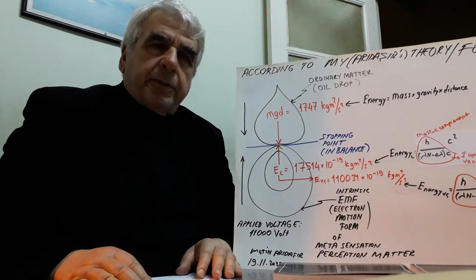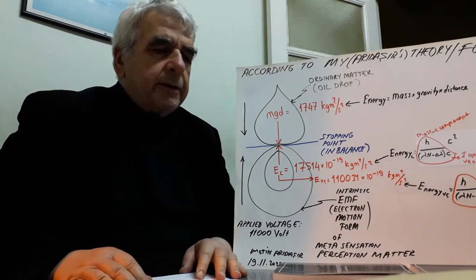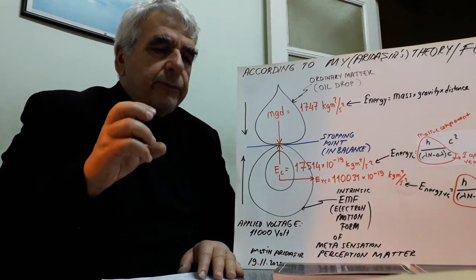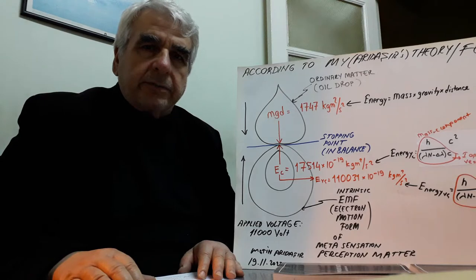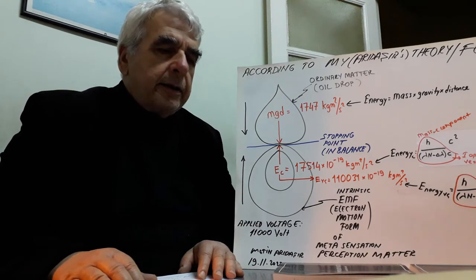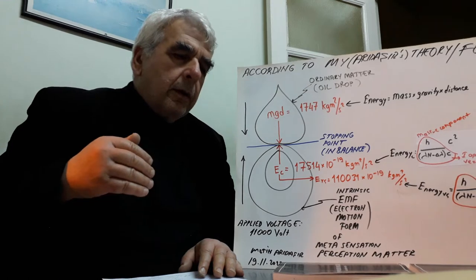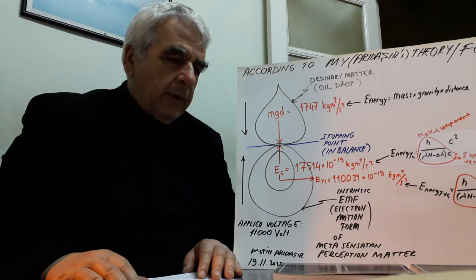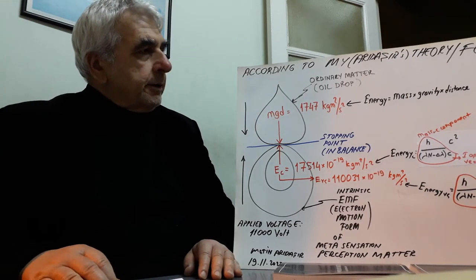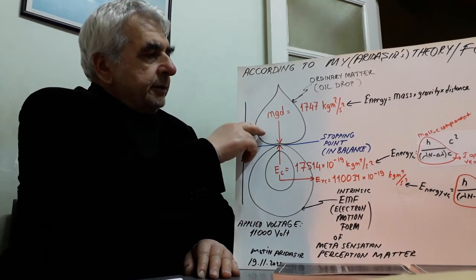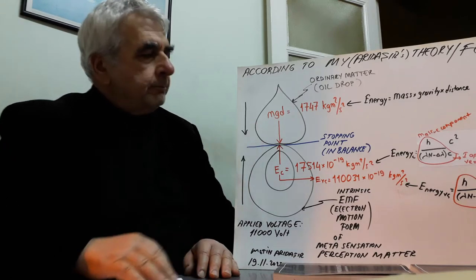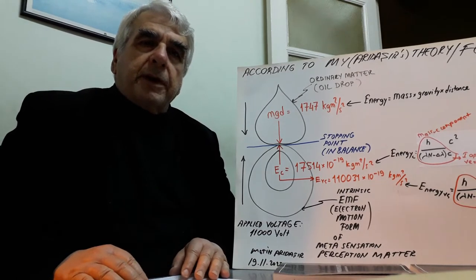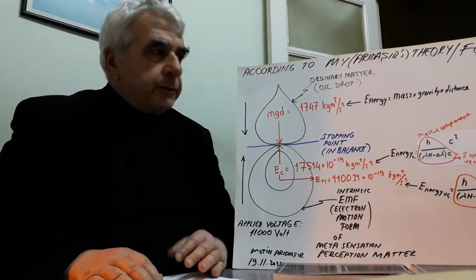Millikan oil drop experiment is, in fact, the encountering of the free electron motion form of metasensation perception matter and ordinary matter. Here, ordinary matter is the oil drop. I advise you to watch my previous and former videos.